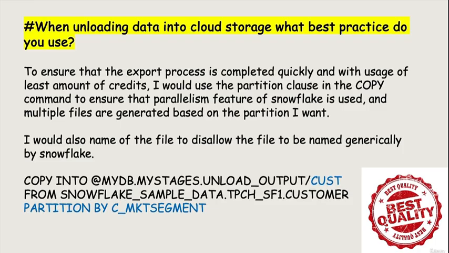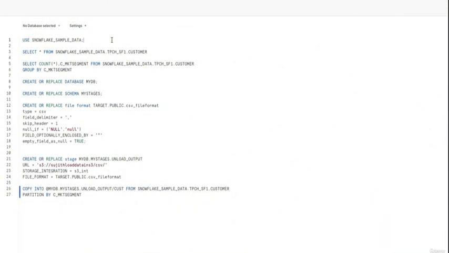So in this copy into command, we have used cust in order to give a meaningful name to the unloaded data, and we have used partition by in order to ensure that files are generated based on the data inside of market segment. Let us jump into a demo to see how partition by market segment works.